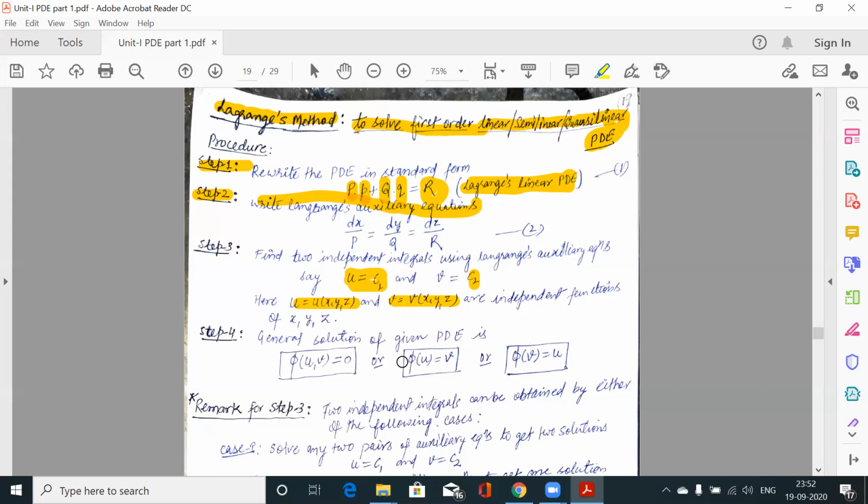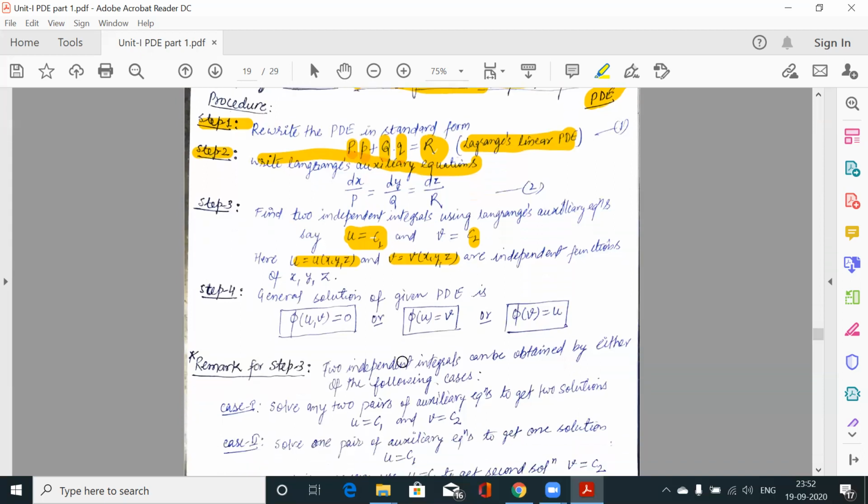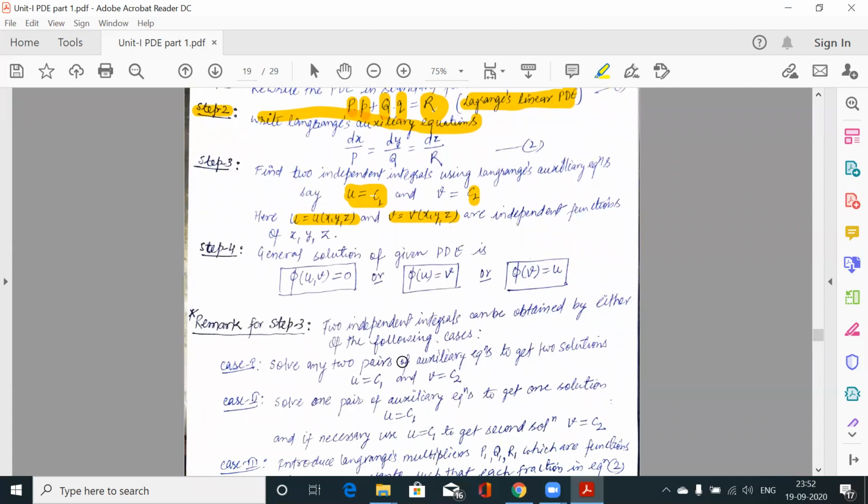I'll elaborate this particular step 3 later also. But what we need to remember is that we need to calculate two integrations. If directly possible or indirectly, we have to use two integrations to find the final solution. So suppose we have got two integrations, u is equal to c1, v is equal to c2, using these three equations. Now how to write the final solution? So next, step 4 is how to write the general solution.